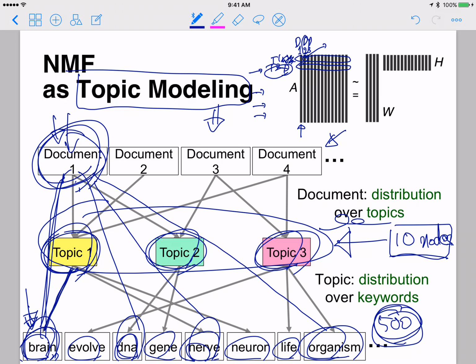And so we may have a connection of document 1 being connected to topic 1 and 2, and their strength is also a real valued strength.